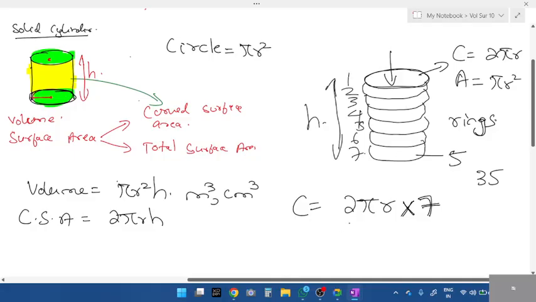So circumference is 2 pi r multiplied by 7 rings added. So these 7 rings are nothing but the height. That is why you multiply by h. So when you study the formula, just imagine this diagram, 2 pi r h. Same with area. For one ring it is pi r square. If there are 7 rings, convert into height, pi r square h. Circumference. Okay, curved surface area is 2 pi r h. Is this concept clear? All of you understood?